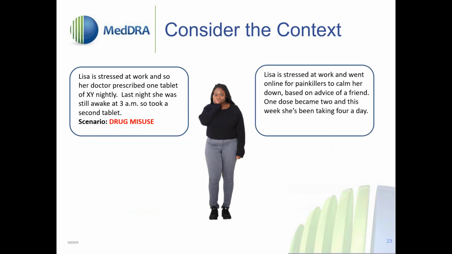In the second scenario, a friend advises her to look for painkillers on the internet to calm down. She orders the medication and takes 1 tablet a day at first, but then continuously increases the dose to 4 tablets a day by now. Here we also have a conscious decision by Lisa to take these painkillers to calm down, so she deviates from the actual therapeutic indication and gradually takes too much of them. This now constitutes a product abuse, here a drug abuse.